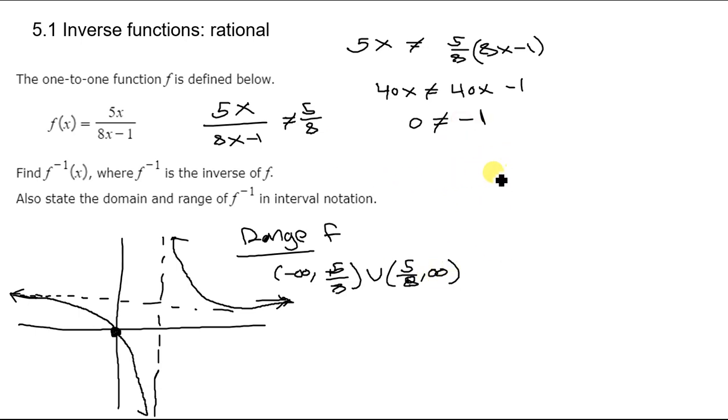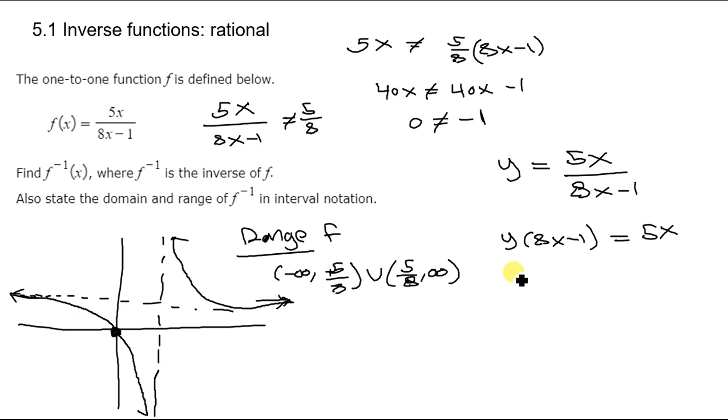Now we can find our inverse function. Set y equal to 5x over 8x minus 1. Multiply both sides by 8x minus 1. That's equal to 5x. Now distribute: 8xy minus y will be equal to 5x. Collect every term with the x on it on one side. 8xy minus 5x is equal to y. Oof, let's clean that up.